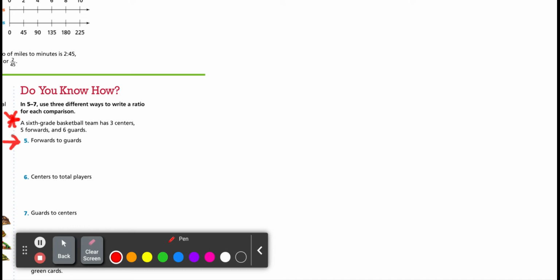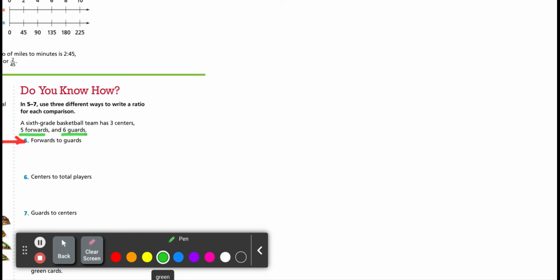It says a 6th grade basketball team has 3 centers, 5 forwards, and 6 guards. So they gave us 3 pieces of information. There's 3 centers, 5 forwards, and 6 guards. For number 5, they want us to write the ratio of forwards to guards. So let's look back in our sentence here. We need the information about the forwards and the guards. So let's write that ratio.